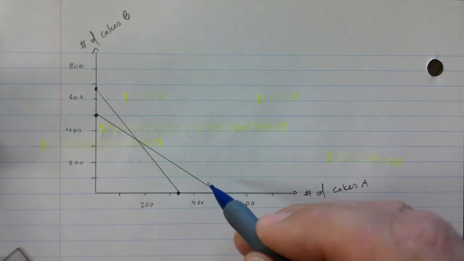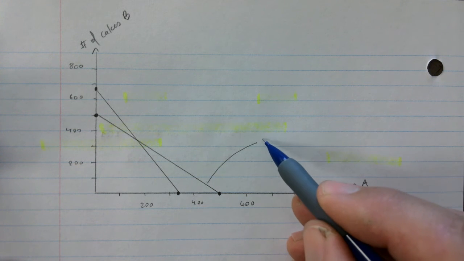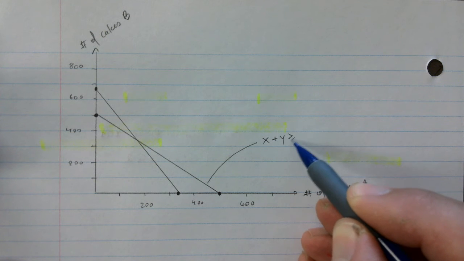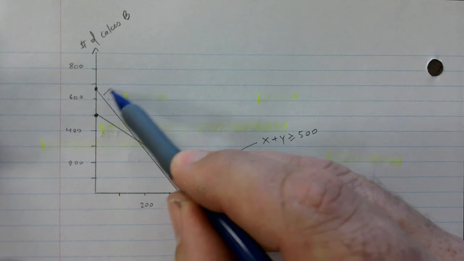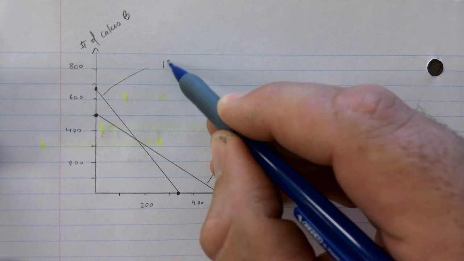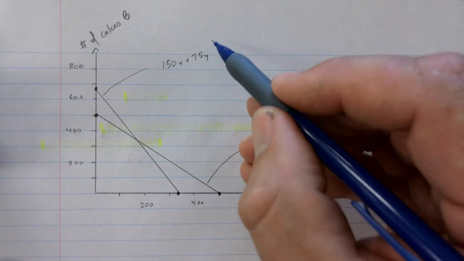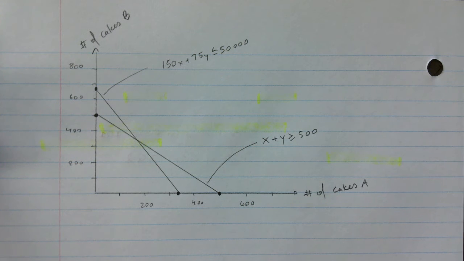If they cross, some students like to just make an arrow going out and then label it, and that's fine with me. X plus y is greater than or equal to 500. And then this one is 150x plus 75y is less than or equal to 50,000. Right? So you have them both labeled.